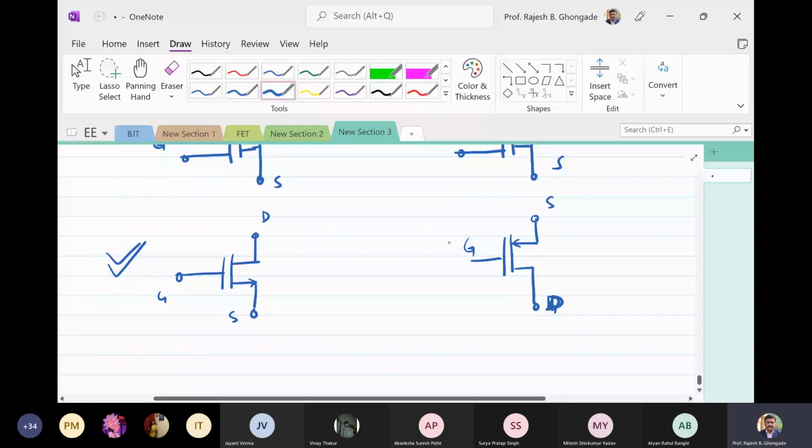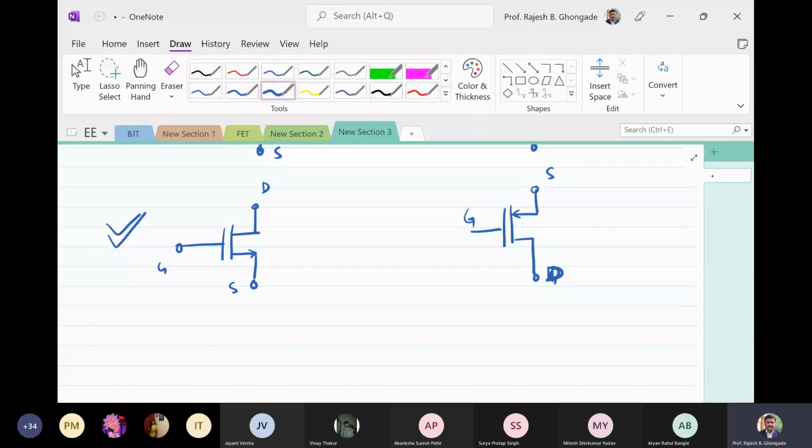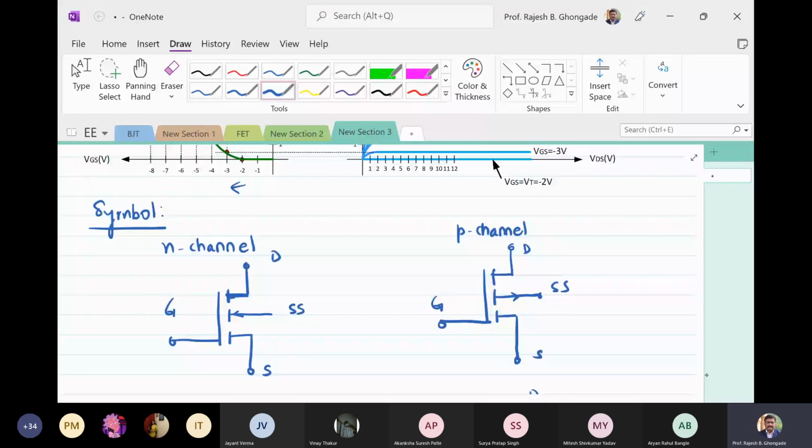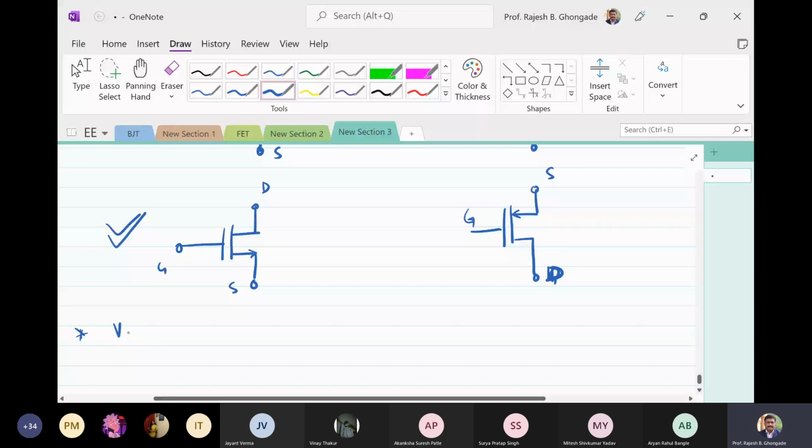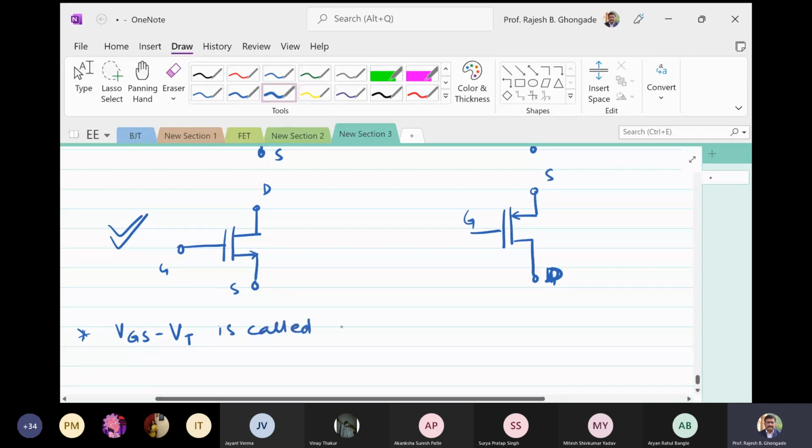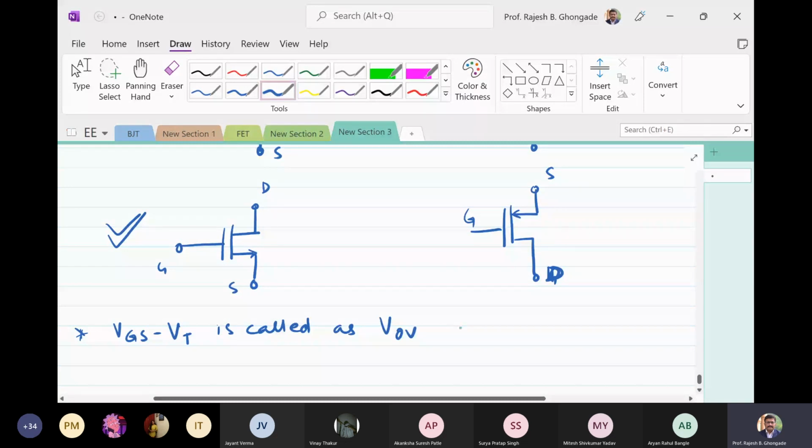Now, many times this VGS minus VT component is very important. Please remember one thing. I'll take you a little bit into the depth of this, so that you'll be able to understand some things. This VGS minus VT is called VOV, that is excess VGS over VT, or overvoltage.